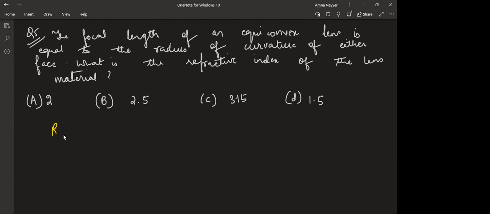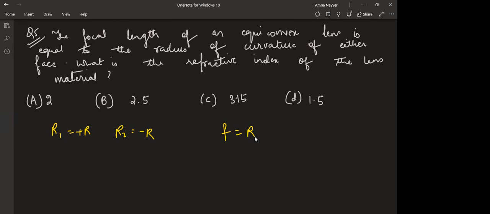If it's a biconvex lens, an equiconvex lens, R1 is, let's say, plus R. So R2 will be minus R, but the magnitude remains the same because both are equal. And here we are writing focal length equal to the radius of curvature. Why? Because this condition is mentioned in the question.